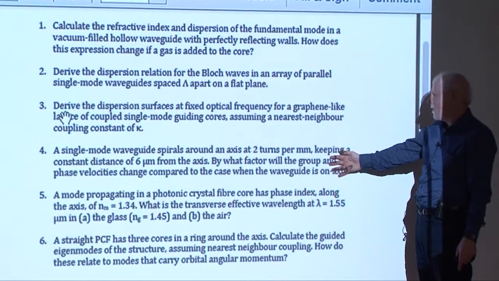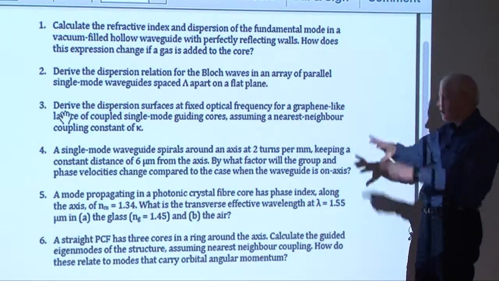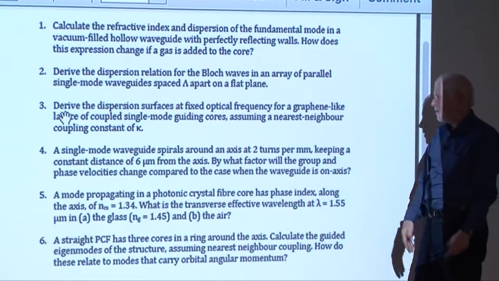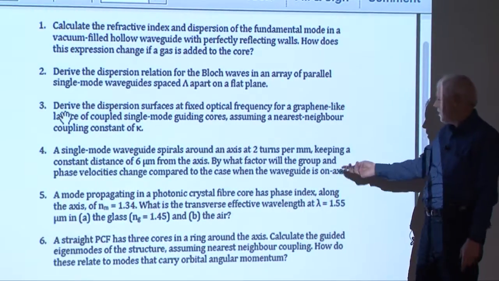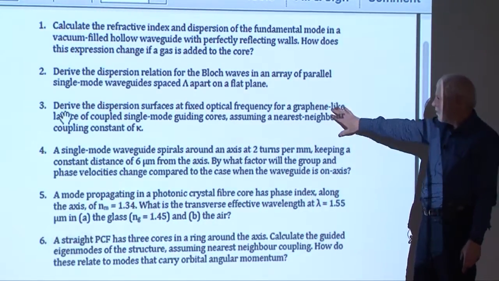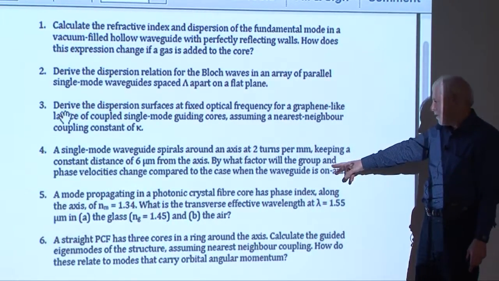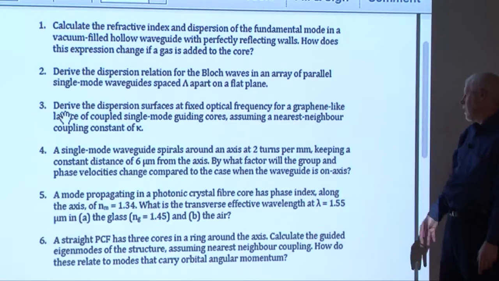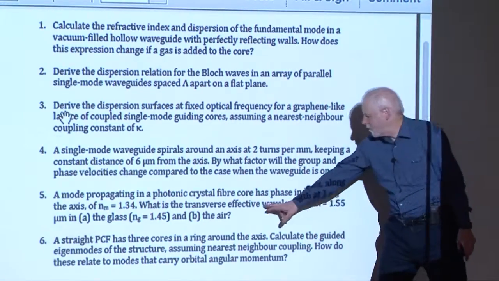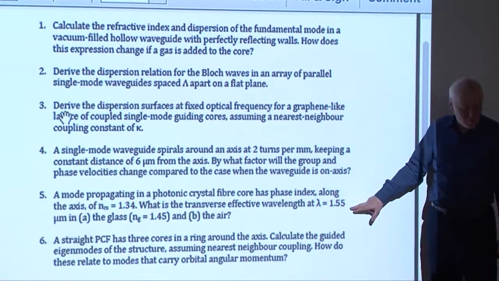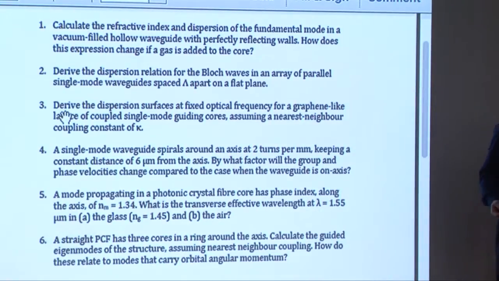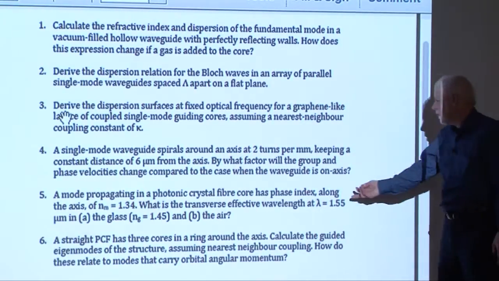And this has to do with the twisted structures, about this topological thing that I was telling you, where the path length increases when you twist it. That's something you could tackle. I wouldn't bother with this one, but this one. And this one is a question about the transverse effective wavelength. Actually, it's quite important. I think if you grasp the physics of this, it'll help a lot when you think about waveguides, and it's quite a simple calculation, really.